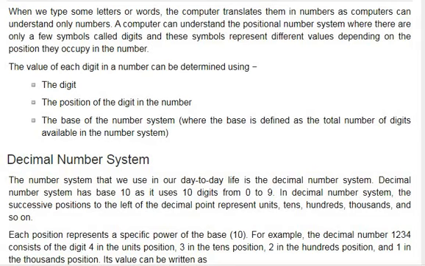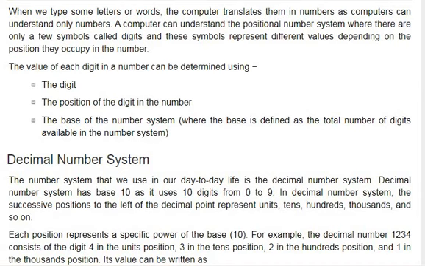So, number systems. Whatever we type, the letters or words, numbers, anything, the computer translates them into numbers only. The computer can understand only machine language, zeros and ones. So we have various number systems: decimal number system, binary number system, octal number system, and hexadecimal number system.